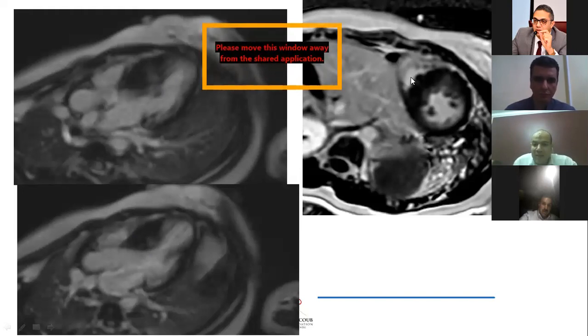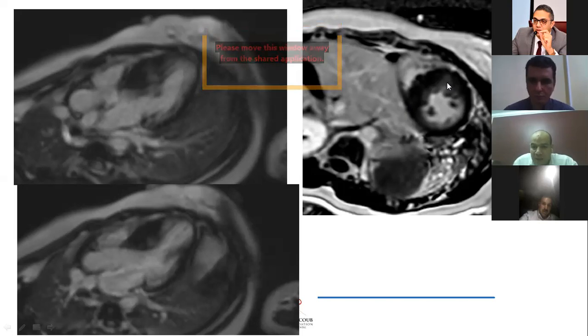This is a short axis view. This is the LV wall, and this is the RV wall. This is the point of insertion of the RV into the LV, and we can see the characteristic fibrosis that is present in the LV at the point of insertion of the RV into the LV wall. This is the whitish area.